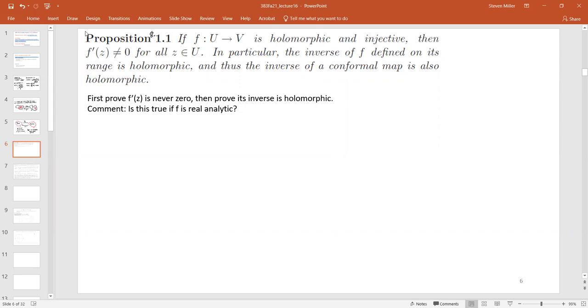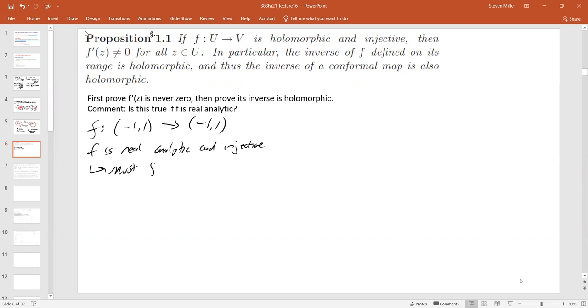Do you think that this result is true if we restrict ourselves to real analysis? Let's take a real analytic function. This is going to be a function which is infinitely differentiable, maps the real numbers to the real numbers, or maybe even a subset. Maybe I'll look at some function f from the interval negative 1, 1 to the interval negative 1, 1. And let's say f is real analytic and injective. Must f prime of x never equal 0?